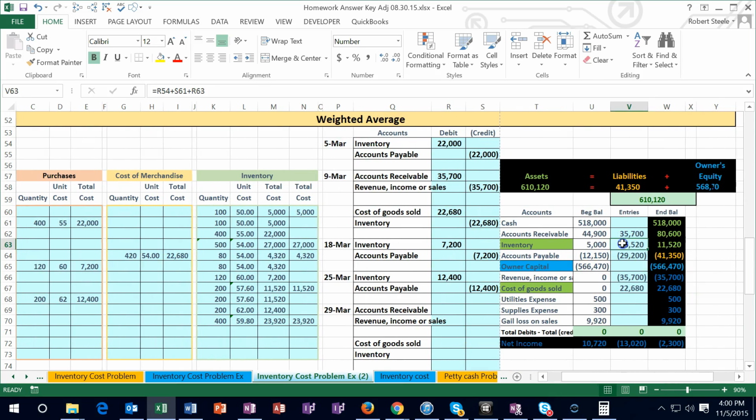So I'm going to put my cursor in inventory V63, double click, go to the end of it, plus. Inventory is going to go up by 12,4 because these are both debits, making it go up because the same thing makes it go up.